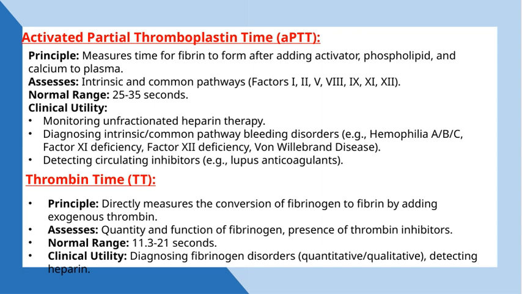Now, moving on to thrombin time, or TT. This test directly measures how quickly fibrinogen is converted into fibrin after adding exogenous thrombin. It provides insight into both the quantity and functionality of fibrinogen, as well as the presence of any thrombin inhibitors. The normal range for TT is around 11.3 to 21 seconds.